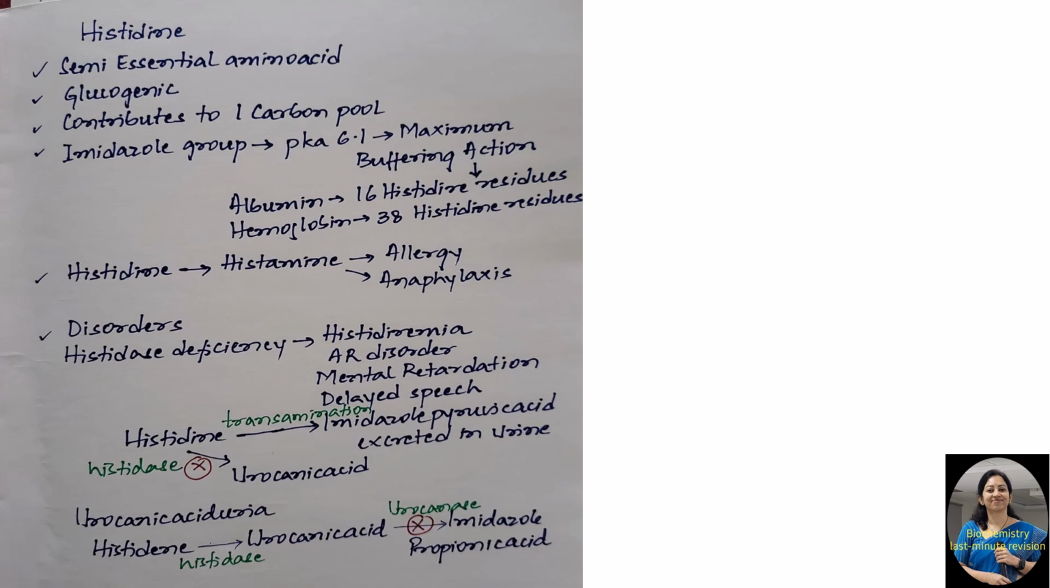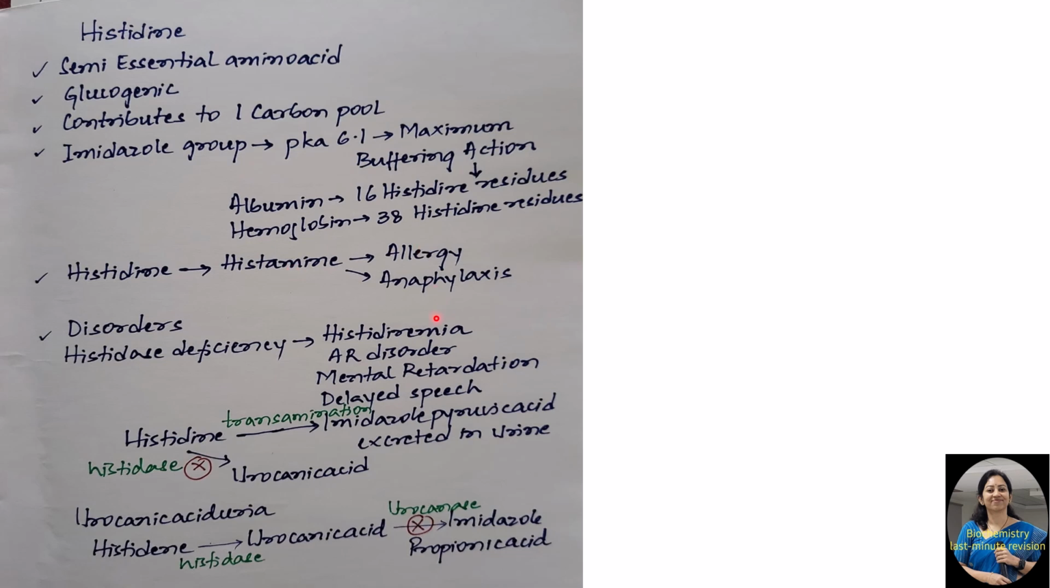Just to summarize, histidine contributes to the one carbon pool by donating the formimino group to folic acid, and the imidazole group of histidine has a pK of 6.1, which is close to physiological blood pH, and because of this it has maximum buffering capacity. Two important proteins have a large amount of histidine residues. For example, albumin has 16 histidine residues and hemoglobin has 38 histidine residues, and that's the reason these two proteins have maximum buffering capacity when compared to other proteins. Histidine undergoes decarboxylation to form histamine, and this is responsible for allergy and anaphylactic reactions.